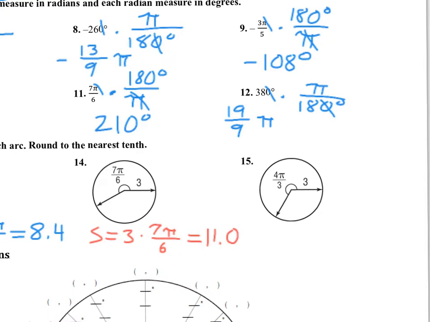Alright, for 15, S equals r times the angle. The 3's cancel out. 4 times pi, rounded to the nearest tenth, is 12.6.